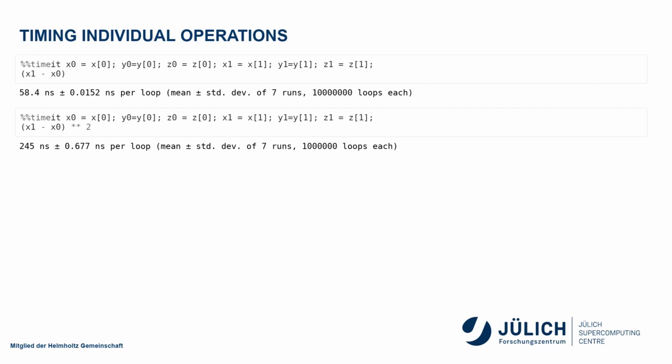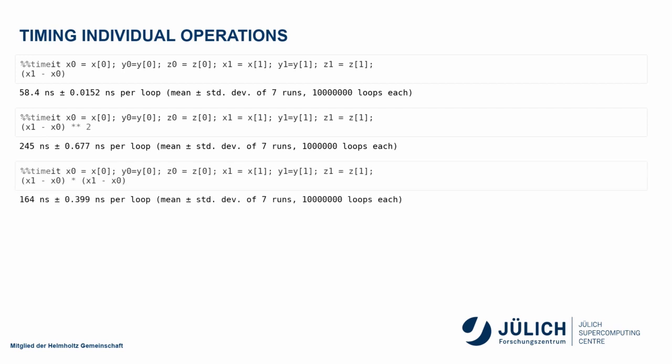But this is just a multiply. This seems rather expensive. So what if I actually wrote this out? x1 minus x0 times x1 minus x0, and this is actually significantly faster. This may be due to the fact that this operator is actually very general. It doesn't just work for square. It's not a specialized function for square, but it could say 3.1415 and would still work. So this is actually a generic power function here, and here I'm explicitly using multiplication.